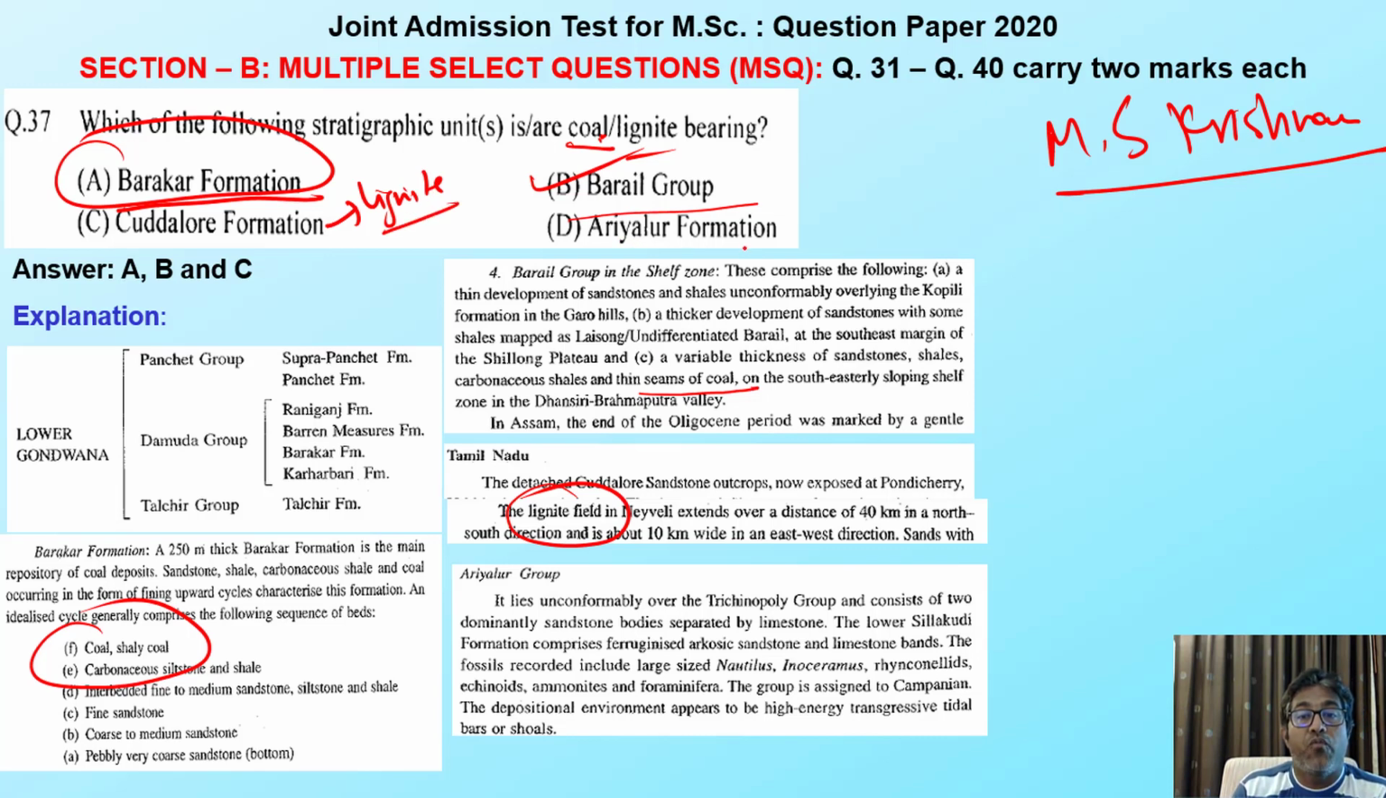And you know Ariyalur formation, why is it not an option? Just because of the environmental condition in which it was formed. The depositional environment appears to be high energy, transgressive tidal bar shore, and it is not feasible for the formation of coal or lignite, so this is not an option for us. Do read the book one by one, or try to solve the questions after reading the books.